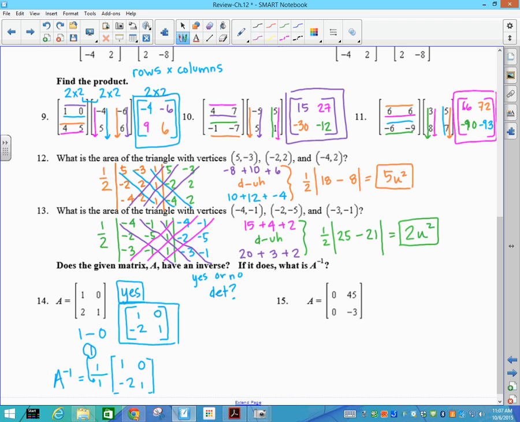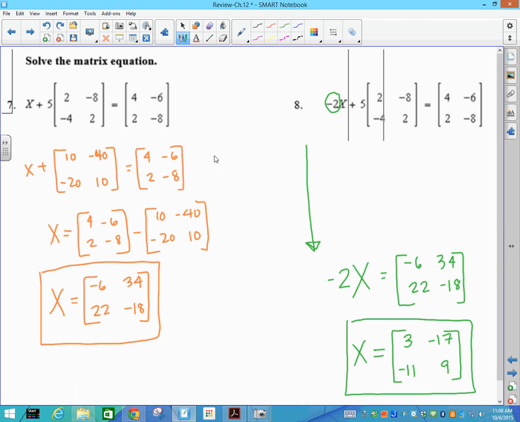Okay, so second one, does it have an inverse? I've got to find the determinant first. 0 times negative 3 minus 0 times 45, that's 0. Because the determinant is 0, the answer is no. So make sure that you have work on your paper showing me why the answer is no. Okay? All right, moving on, that's the ones we already did.